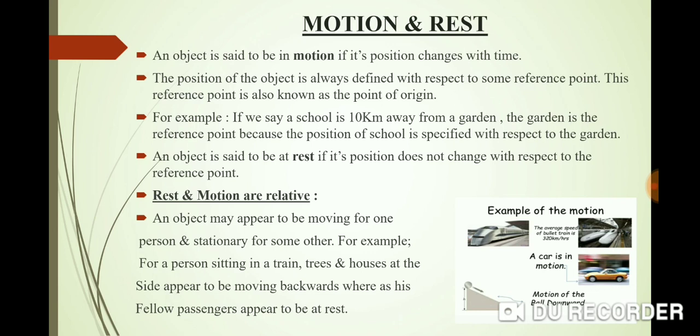So it depends upon the observer whether the object is in motion or at rest. Thus, rest and motion are relative terms. The same thing can be at rest and in motion simultaneously depending on the observer.